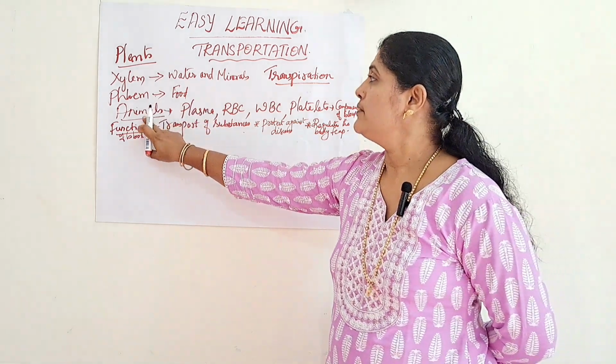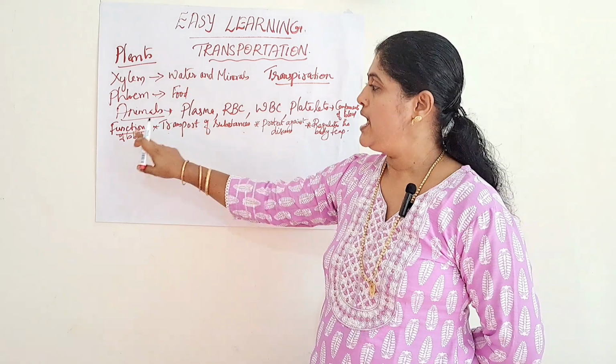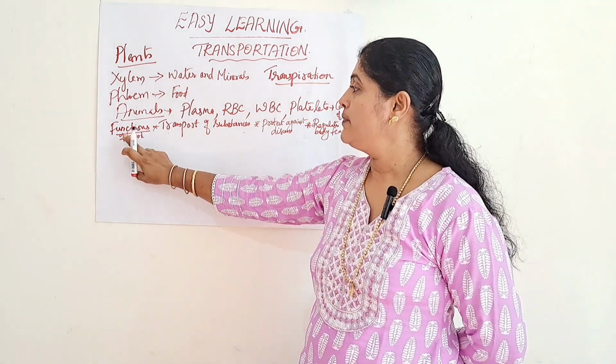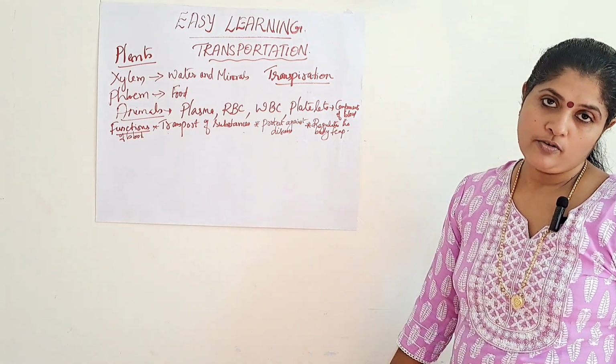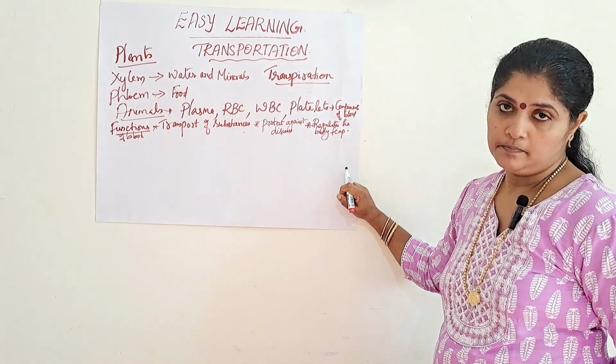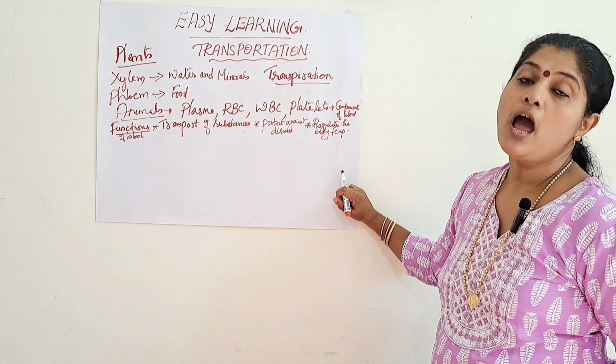So, under the transportation in animals, we have told about the components of blood, and the second main part which you have to know is the function of the blood. Okay. Next, under the transportation system, you should know regarding the organ heart.